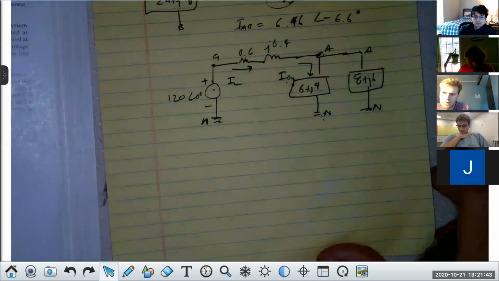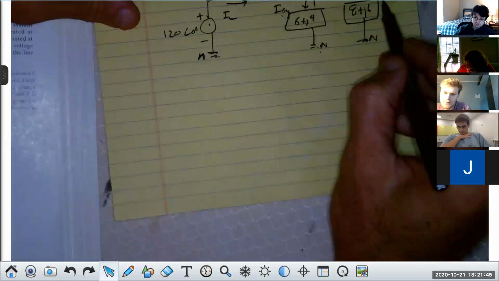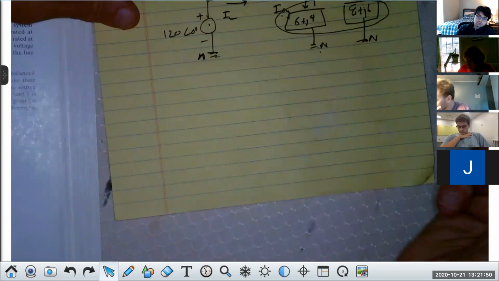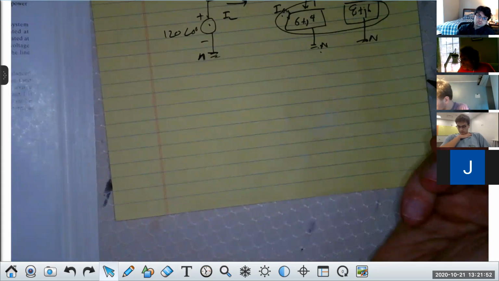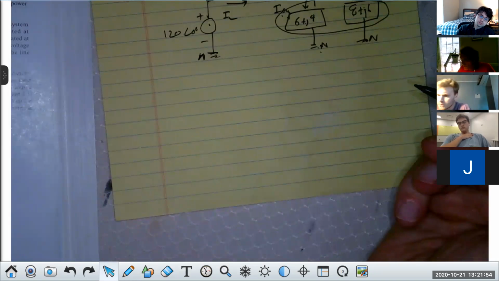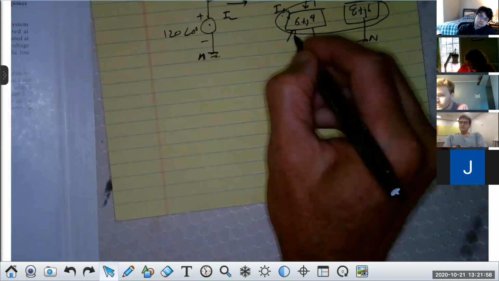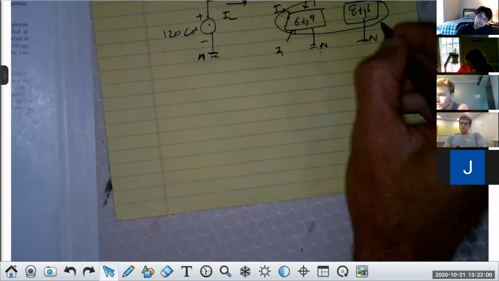Okay? So what is the equivalent load of these two? How would you do it? Anyone? You can just tell me. On the inverse, what would we do? If this is really like Z1, and this is like Z2, isn't it?